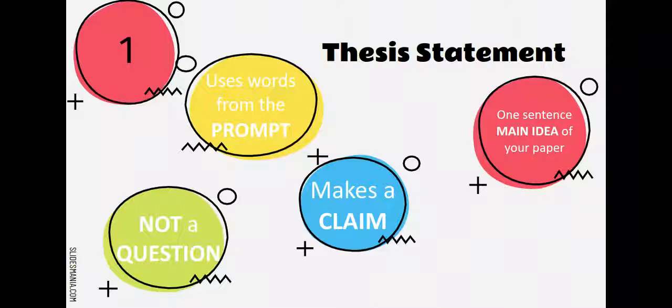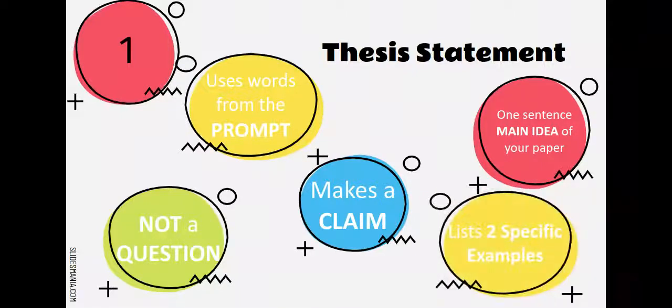Like I could claim that tacos are the best food. And you could say, no, Coach Graham, pizza's the best food. So you're claiming pizza's the best. I'm claiming tacos are the best. And that's what your thesis should do, make a claim. You also need to have 2 specific examples that prove your claim to be correct.